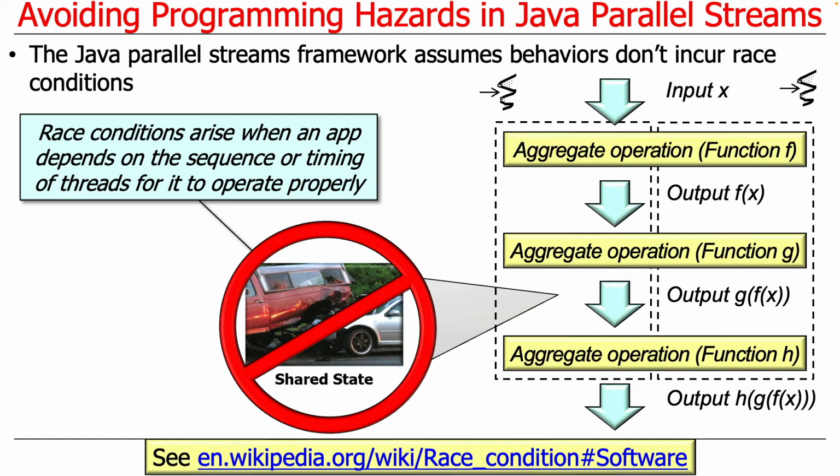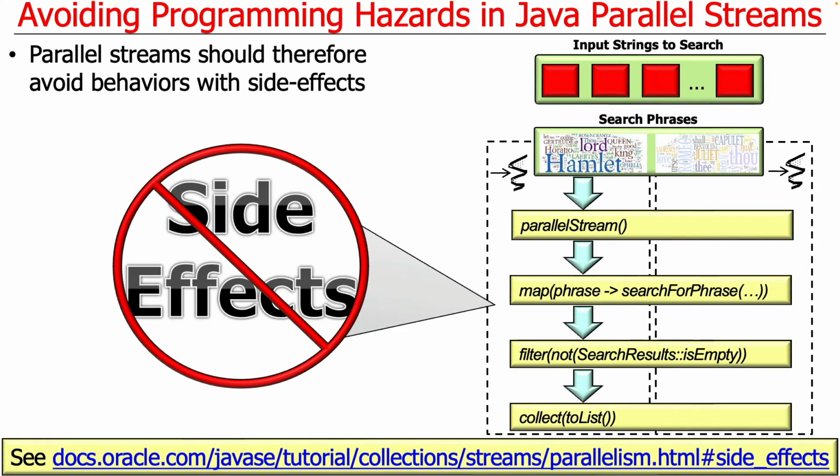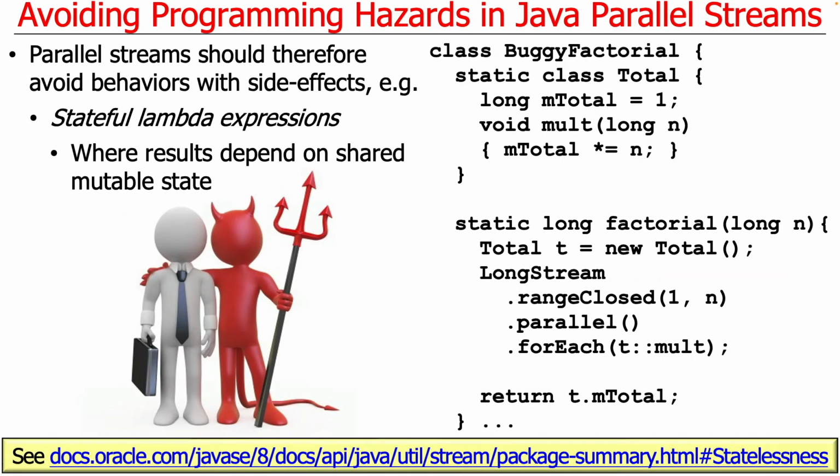So that's an assumption that the streams framework makes. If your code abides by that assumption, all is well. If your code does not abide by that assumption, as usual, chaos and insanity will ensue. So the easiest way to avoid any kind of problems is to write behaviors that don't have side effects. So avoid behaviors with side effects. So what are some examples of side effects? So there's a couple examples.